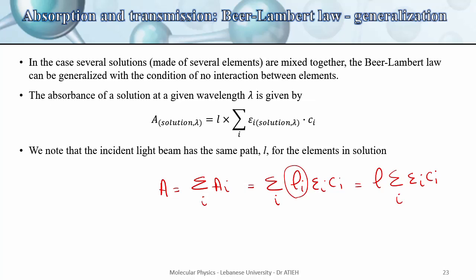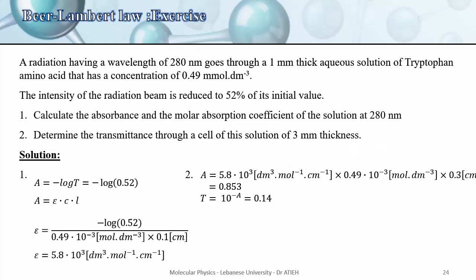Now let's do an exercise. The exercise says: irradiation having a wavelength of 280 nanometer goes through a 1 millimeter thick aqueous solution of tryptophan amino acid that has a concentration of 0.49 millimole decimeter minus 3. The intensity of the radiation beam is reduced to 52% of its initial value. Calculate the absorbance and the molar absorption coefficient of the solution at 280 nanometer.